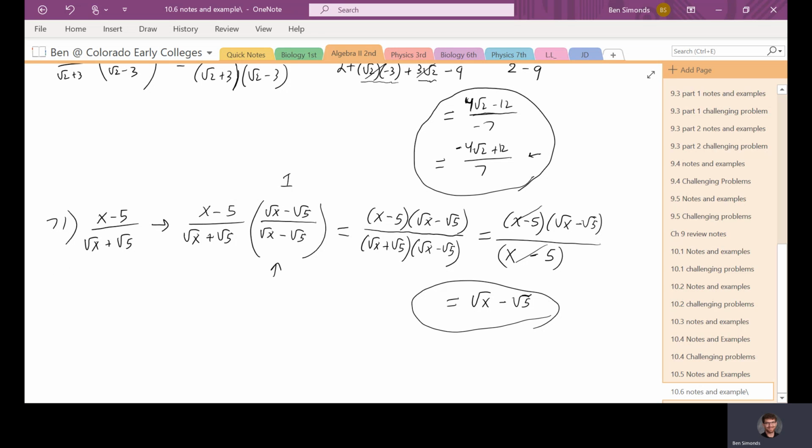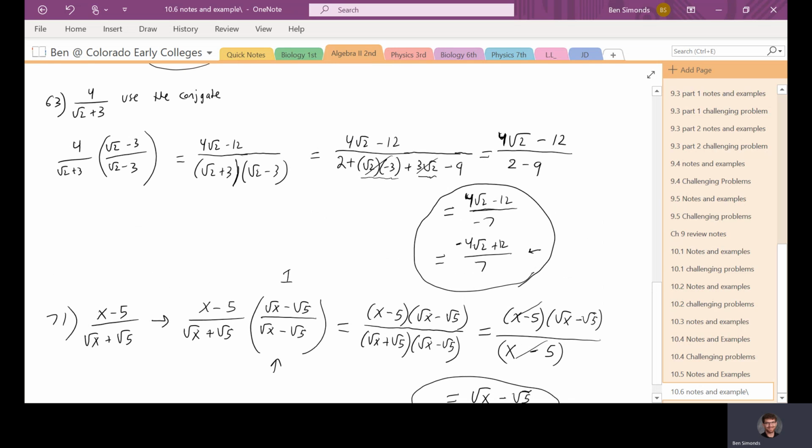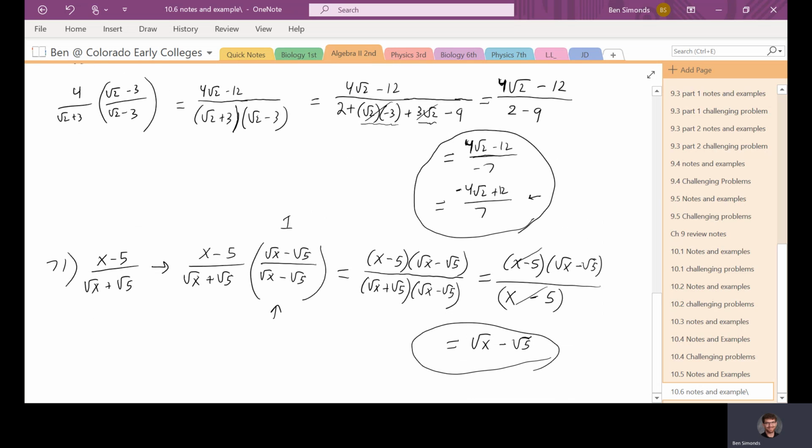That's the great thing about the conjugate, like I said, is the inner and outer terms will always cancel each other out, and the first and last terms will square themselves so that you get rid of any square roots. So when you have a square root added or subtracted to something in the denominator, such as in 63 or in 71, you got to multiply the top and the bottom by the conjugate, and that will make your square roots either cancel out or square themselves. Either way, you don't have square roots anymore.